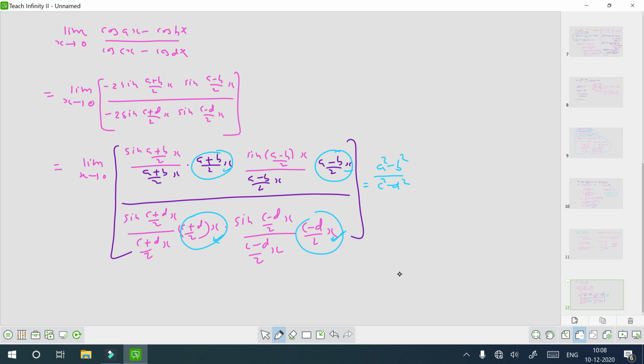Then this limit comes out 1, and this limit also comes out 1. In the denominator quantity, this limit comes out 1, as well as this limit comes out 1. So what is the answer? a square minus b square over c square minus d square. See, these are some examples of limits.